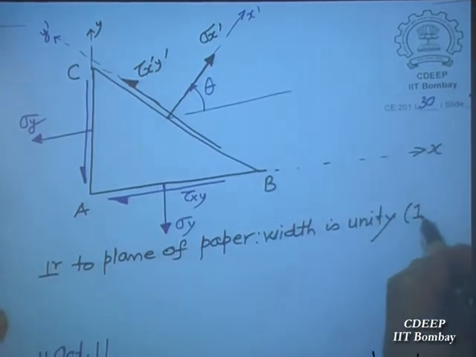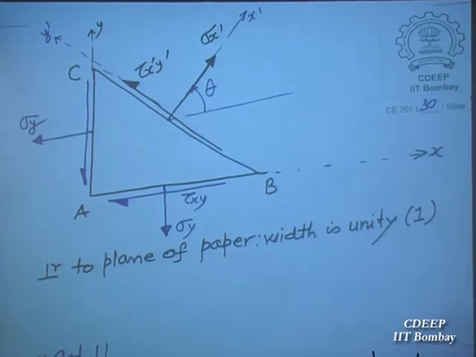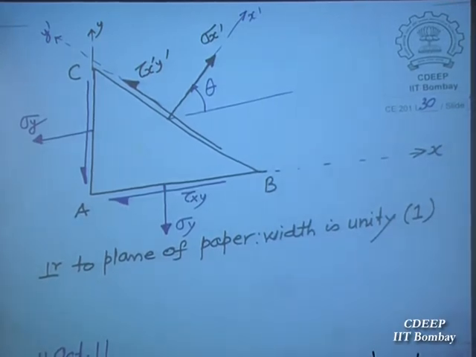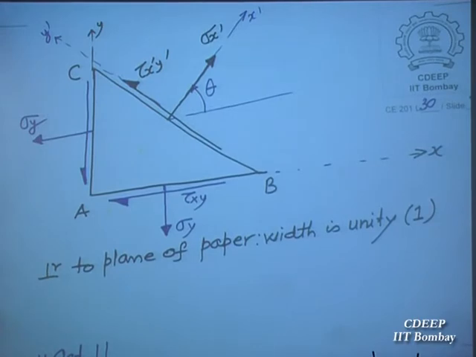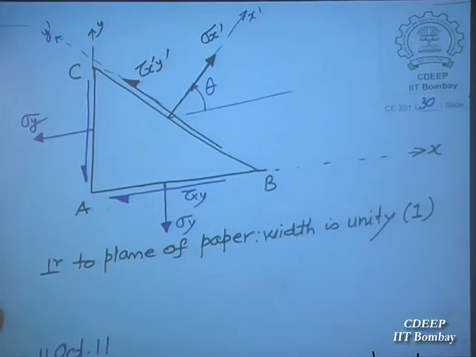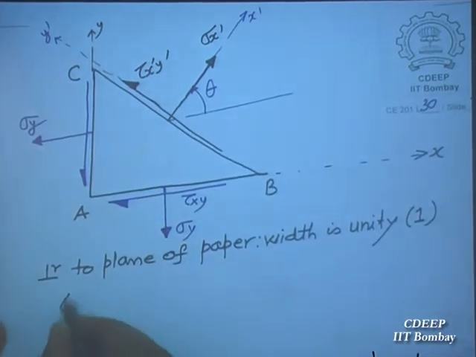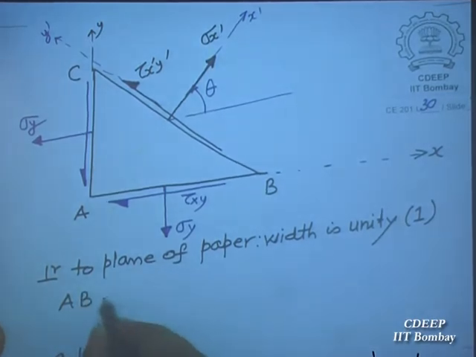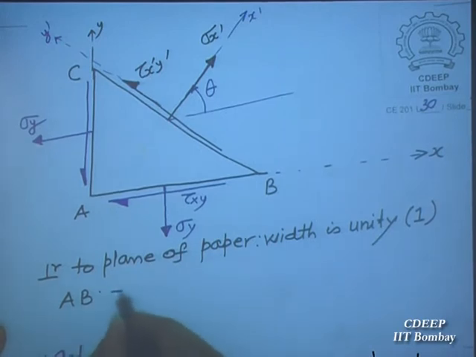One, I can take anything, dz I can take. I can take dz, but I am saying unity, so that there is some width. So now I would like to say that yes, this is AB. Now can I write down AB? Can I express AB in terms of BC? AB in terms of BC, please.